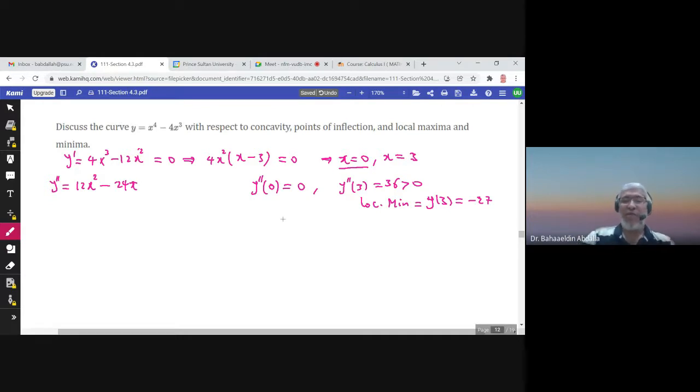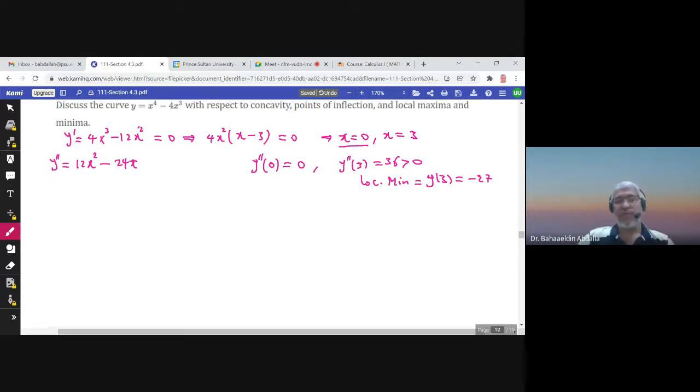Now, to find out what happens at 0, I need to use the first derivative test. If you remember, we make this table from negative infinity to infinity. I put the zeros of f prime, 0 and 3, and I find the signs of f prime in these three intervals. Well, y prime, again, I write it y and not f.